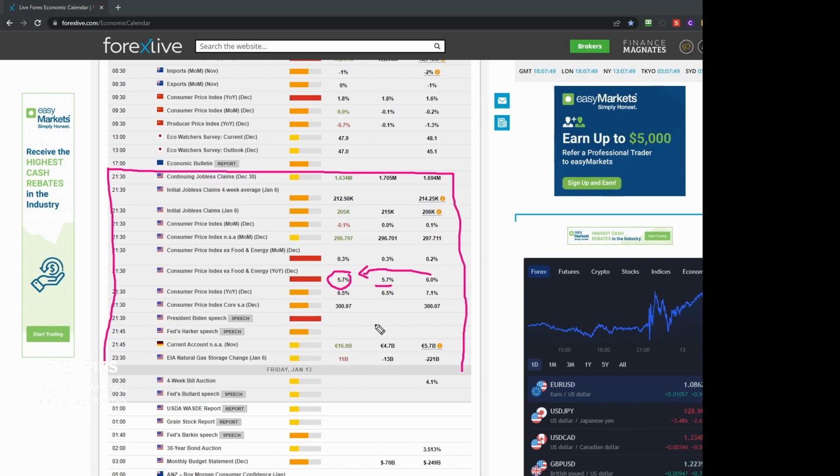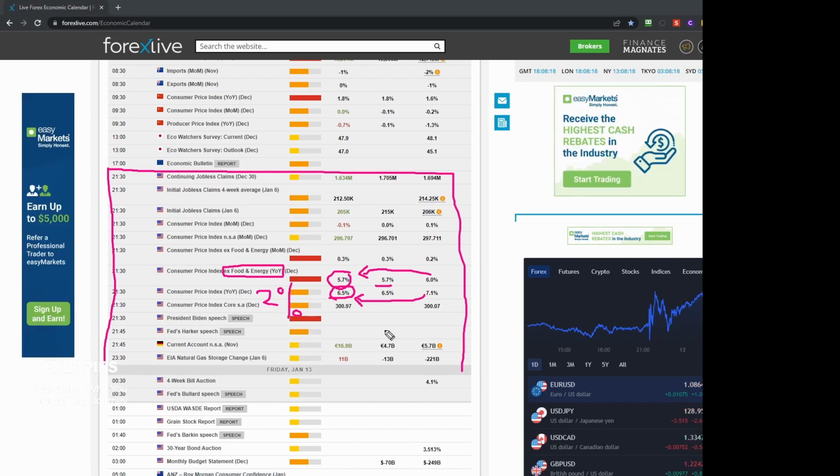But guys, you need to remember this is still a figure of 5.7, which is still high. And this is excluding the food and energy calculations. If you were to include the food and energy, it's basically 6.5. It's still a drop, but the Fed is looking at 2%. The Fed wants the inflation to be down to 2%.